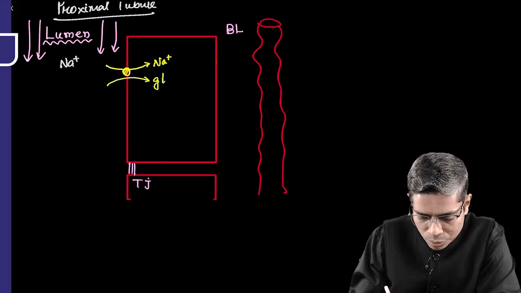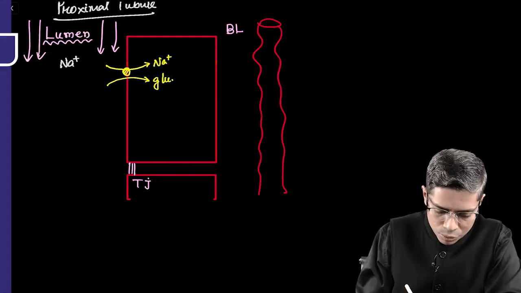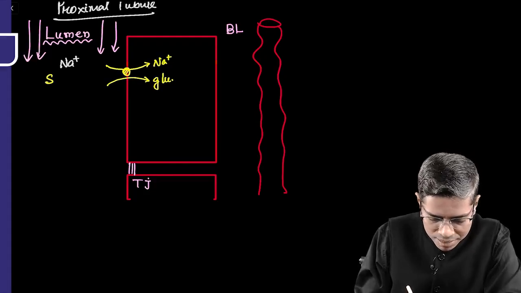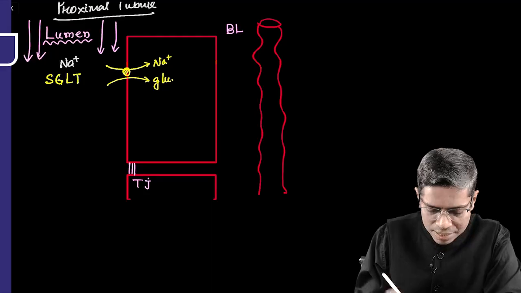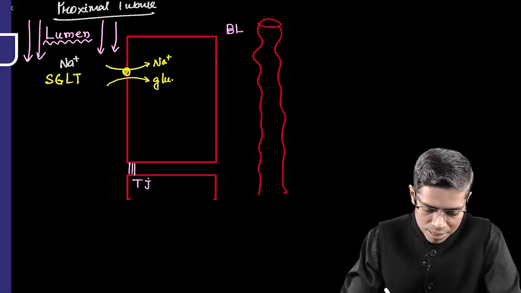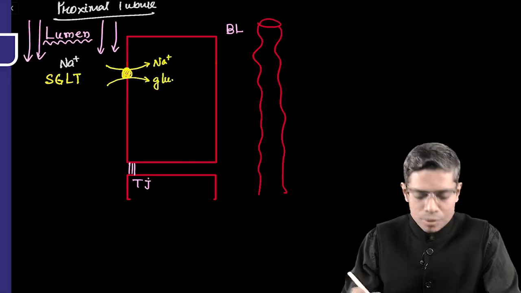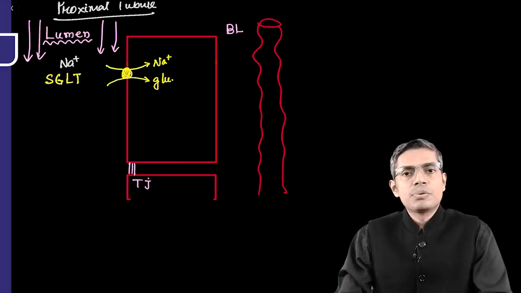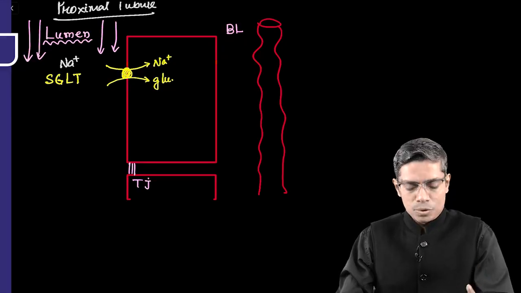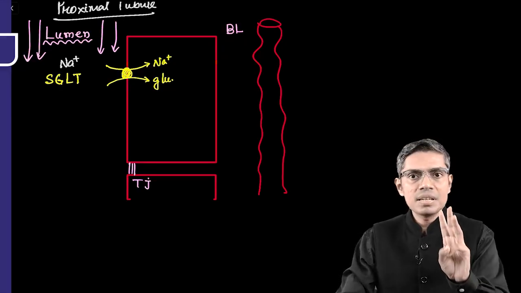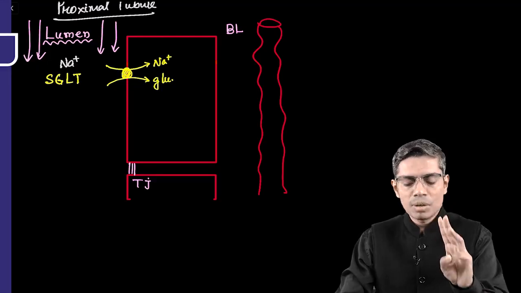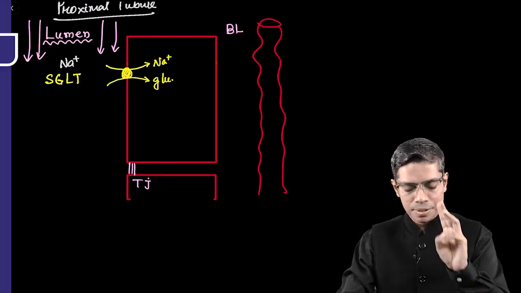It is reabsorbing sodium along with glucose. So what is the name of this transporter? SGLT, sodium glucose linked transporter. I hope all of you know. So if I ask you, this is which kind of transport? Secondary active transport. So all these transporters, I will draw three groups of transporter. All of them are secondary active transporters, right?